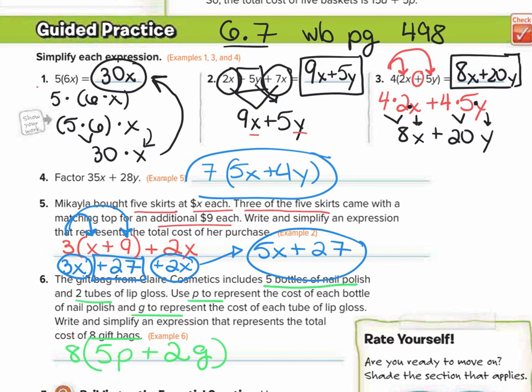Now to simplify, we would have to distribute. 8 times 5P is 40P, plus 8 times 2G is 16G. And this would be our simplified expression.